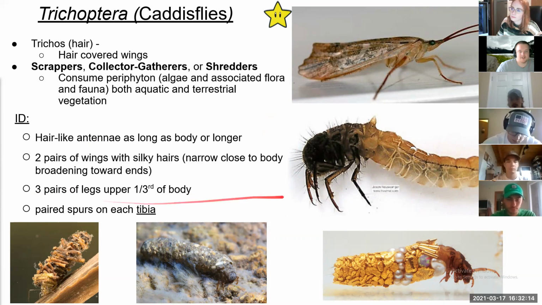They have 3 pairs of legs, all of which are up on the upper third of the body, with a paired spur on each tibia. So it has the same bone structures your leg might be referred to, like the femur and the tibia. So there are these spurs on the tibia.